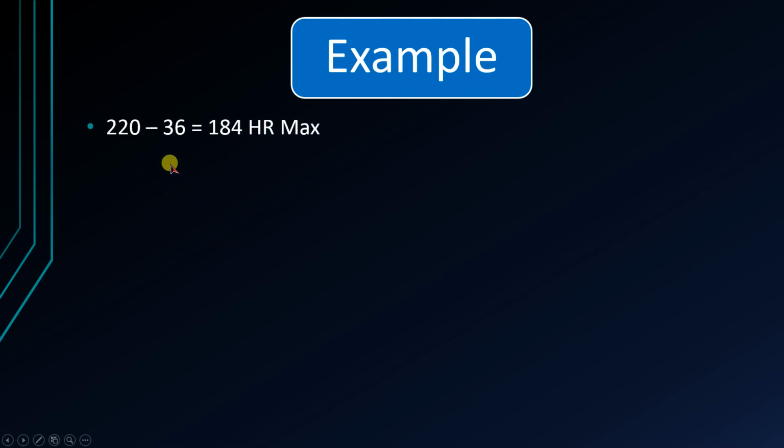Now let's take my example. I don't have any cardiac issue, and my age is 36 years. So from 220, I'm subtracting my age. That makes my maximum heart rate 184 beats. My resting heart rate is 72, so I am subtracting the resting heart rate from the maximum heart rate to get my heart rate reserve. Now this is my heart rate reserve.